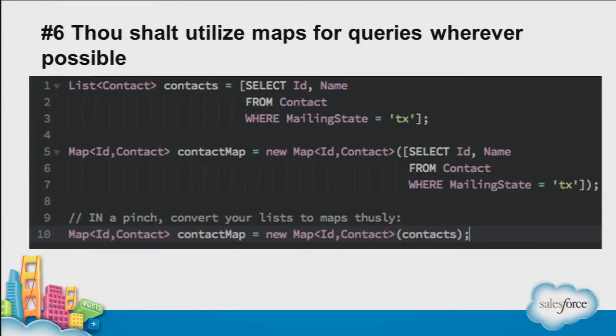This is one of my favorite tricks. It's one of the first things I ever learned about Salesforce, and it goes like this. Thou shalt utilize maps for queries whenever possible and wherever possible. At the top of this code snippet, lines 1, 2, and 3, you've got your standard list of contacts with a query of some contact information straight into a list.